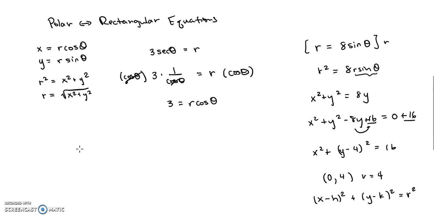And now we say, aha, I know what that is. That's the same as x. So this equation is the same as 3 equals x. As an equation, you should recognize that as a vertical line. That means our original equation in polar form was also a vertical line. Okay, so this one's vertical.